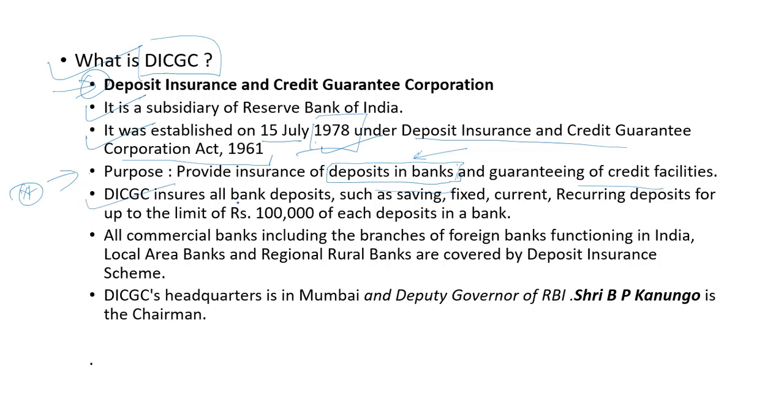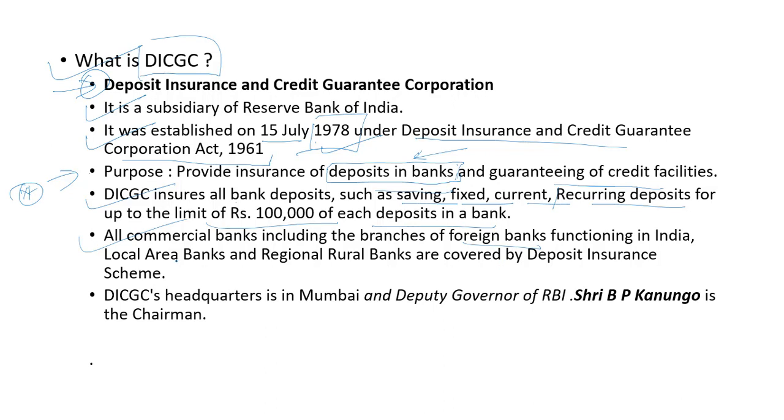DICGC insures all bank deposits such as savings, fixed, current and recurring deposits up to a limit of 1 lakh rupees for each depositor in a bank. This covers all commercial banks, including the branches of foreign banks like Citibank, HSBC, etc.